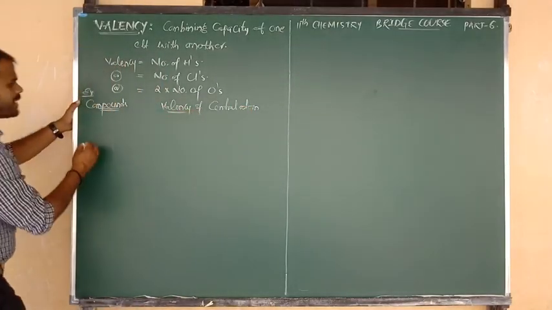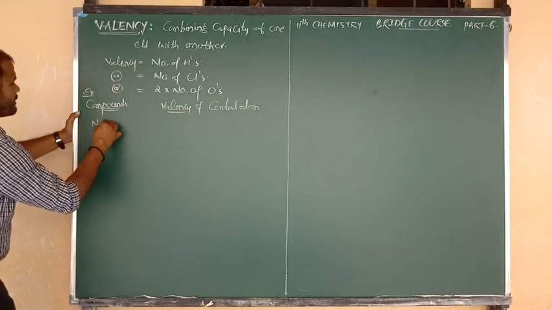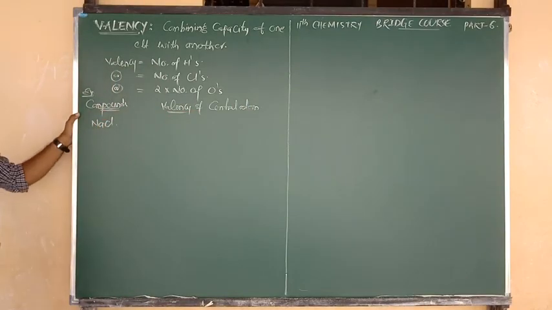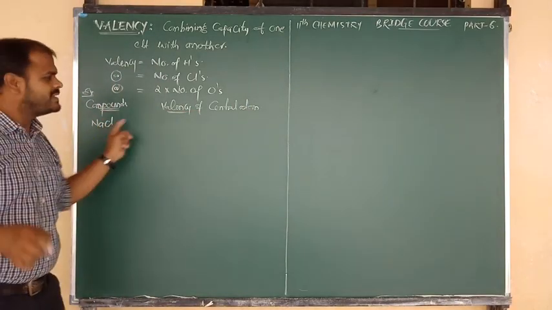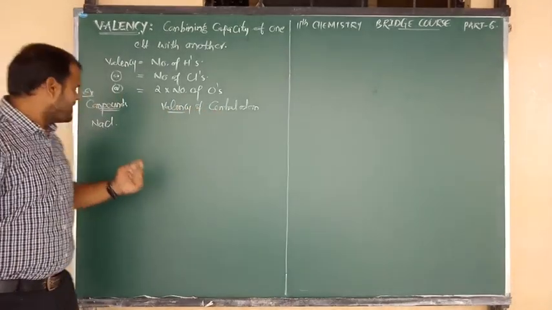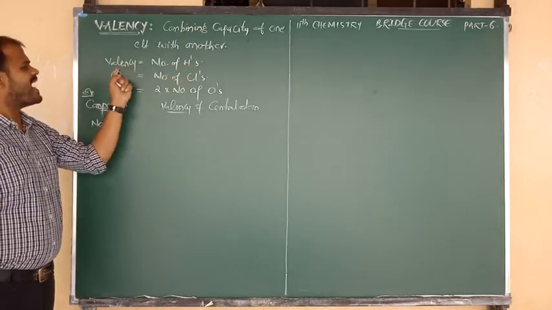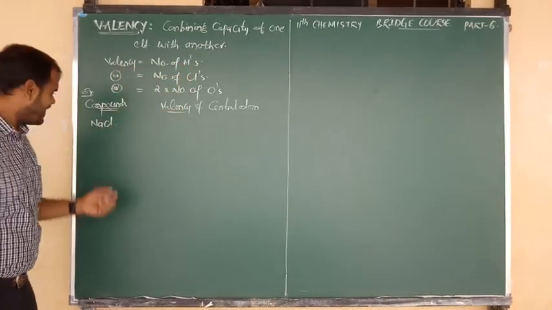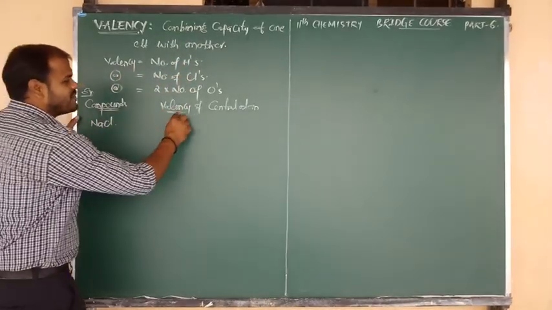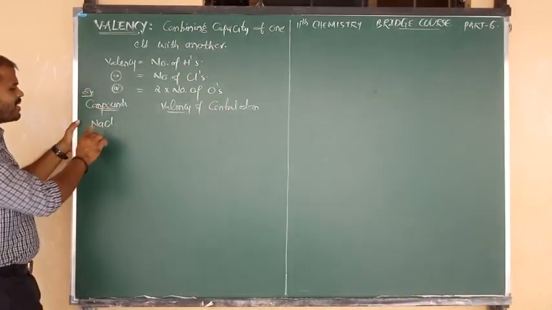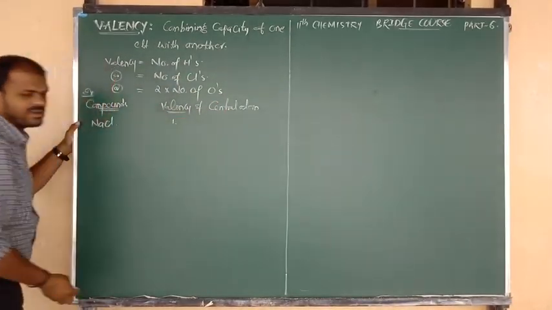First, the compound is sodium chloride. In sodium chloride, the central atom is sodium. Sodium can combine with how many chlorines? 1 chlorine. So valency equals the number of chlorines, and here 1 chlorine is there. So the valency of the central atom, the valency of sodium, equals 1.